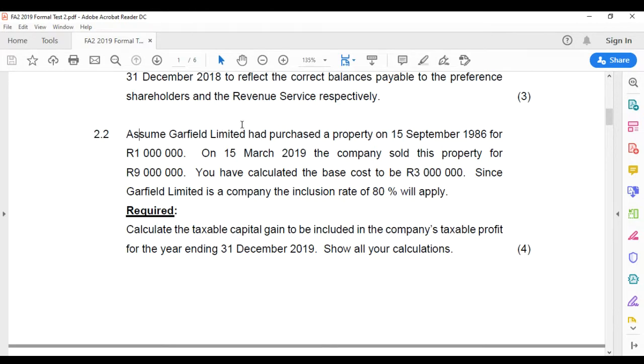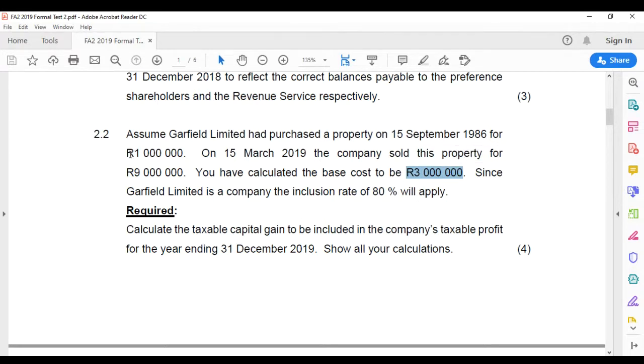So anyway, they do not tell us what the original cost was. Sorry, it was 1 million rands. But now from this question, they say the company sold the property for 9 million rands, and you have calculated the base cost to be 3 million rands. Now, what does that effectively mean?